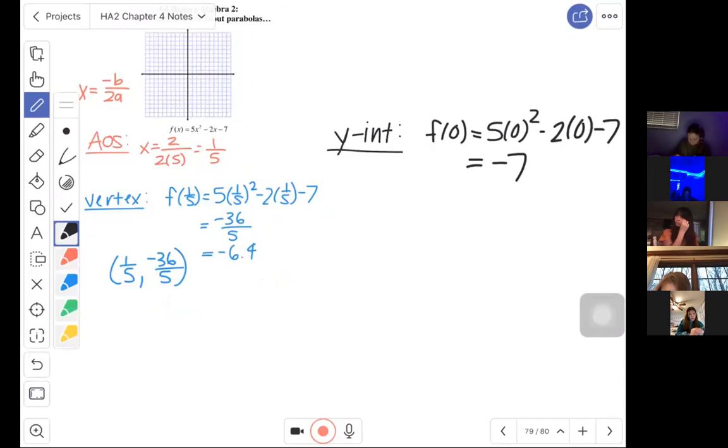0, -7. Yeah. Make sure we're writing our intercepts as ordered pairs. It's very easy to forget that. We need to write it as an ordered pair. Good. And lastly, we have our x-intercept.